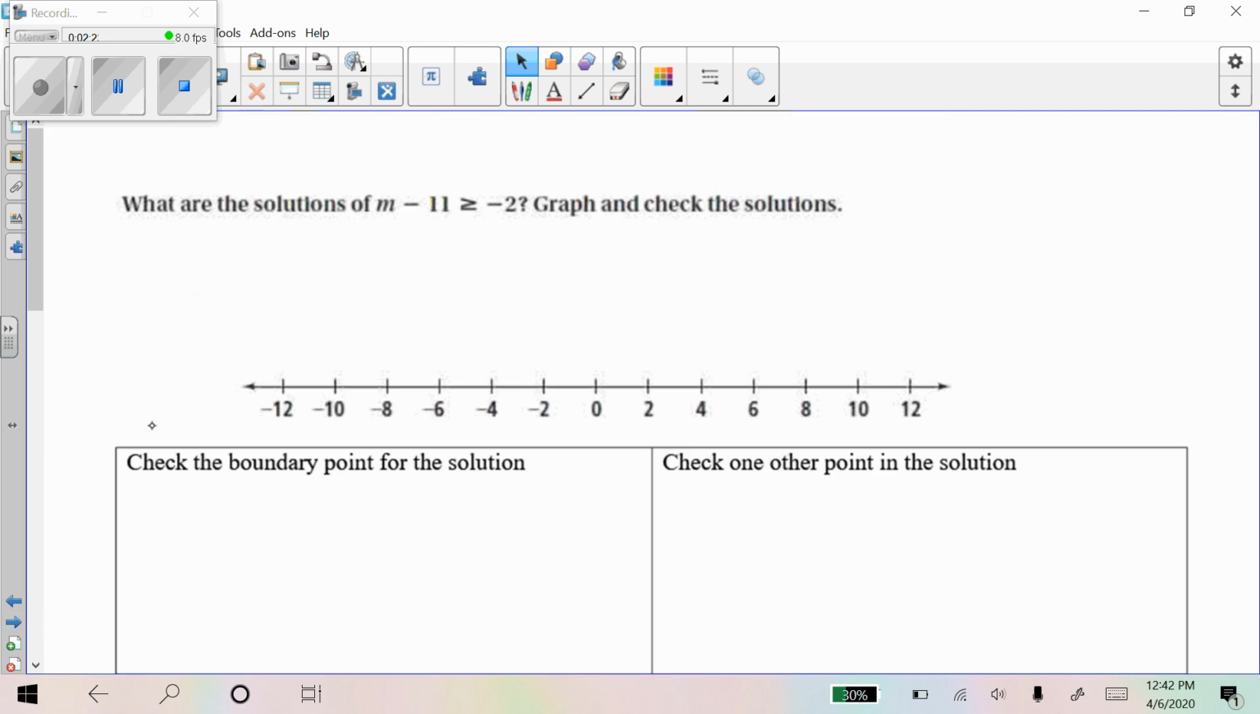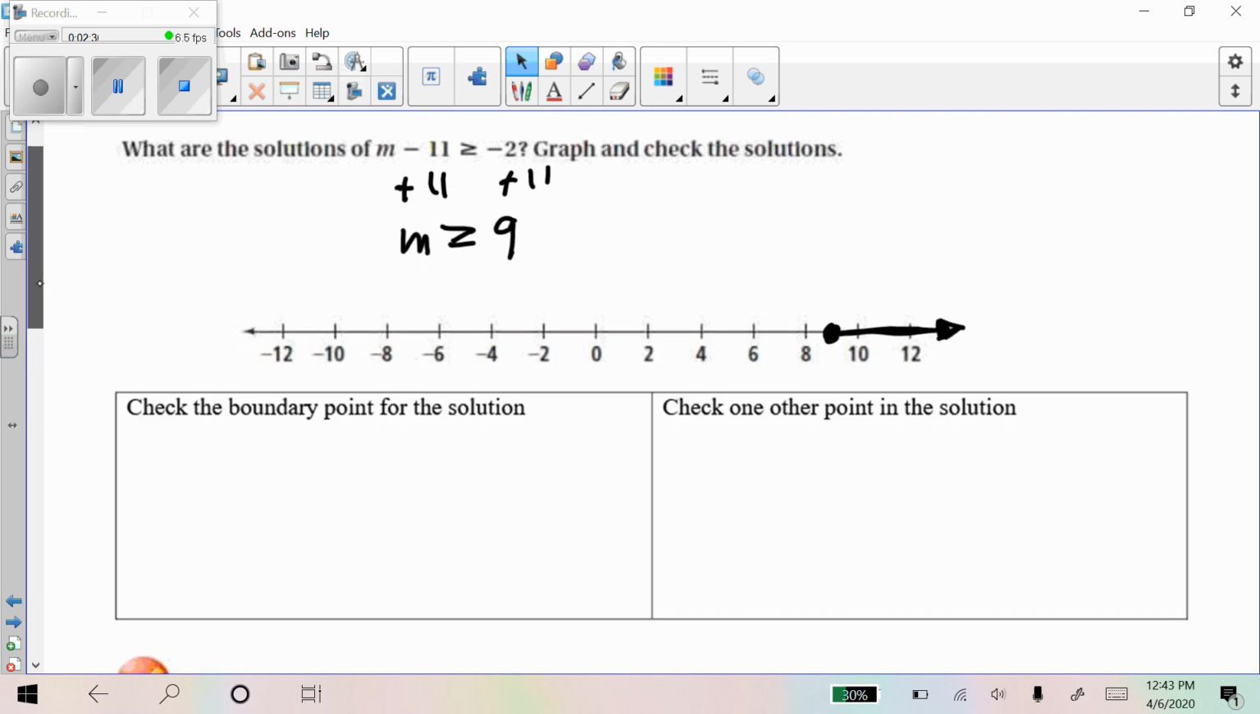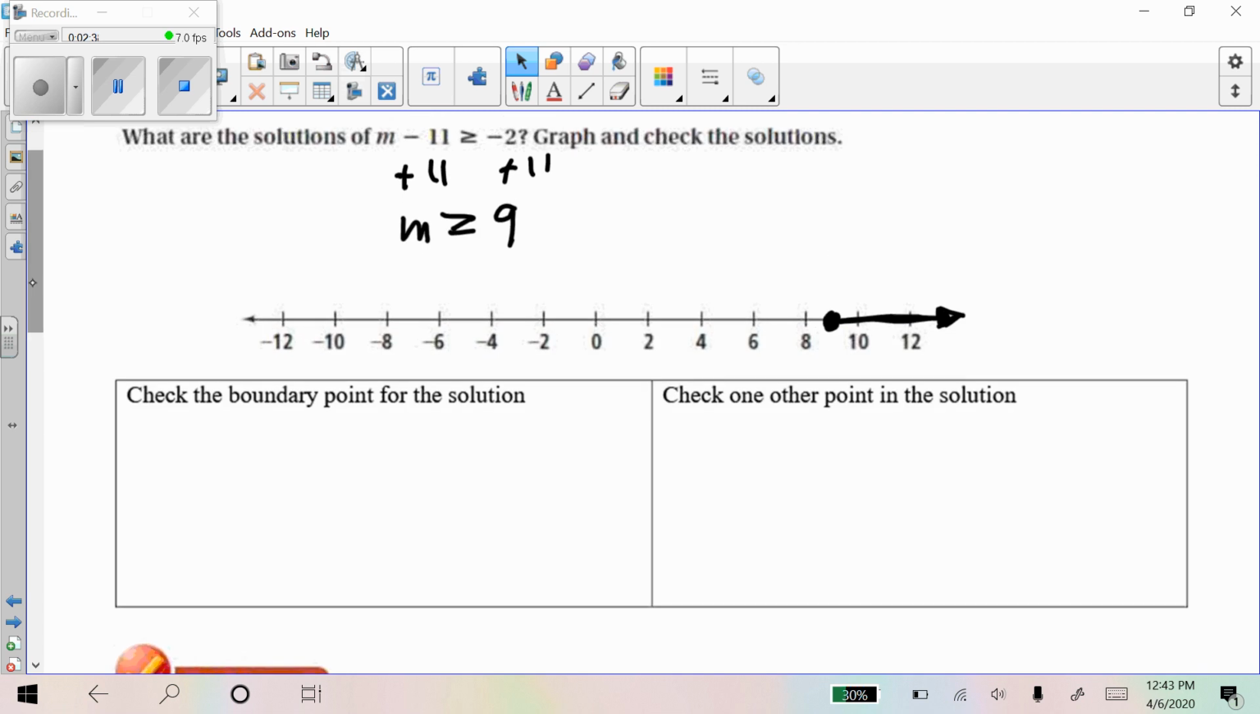All right, why don't you go ahead and try this one and graph it. Pause right now, and you can do it and then see if you did it right. All right, if you did it right, your answer should look like that. One thing that you can do just to check your answers is we check the boundary point, and then we check one other point just to make sure we're right.